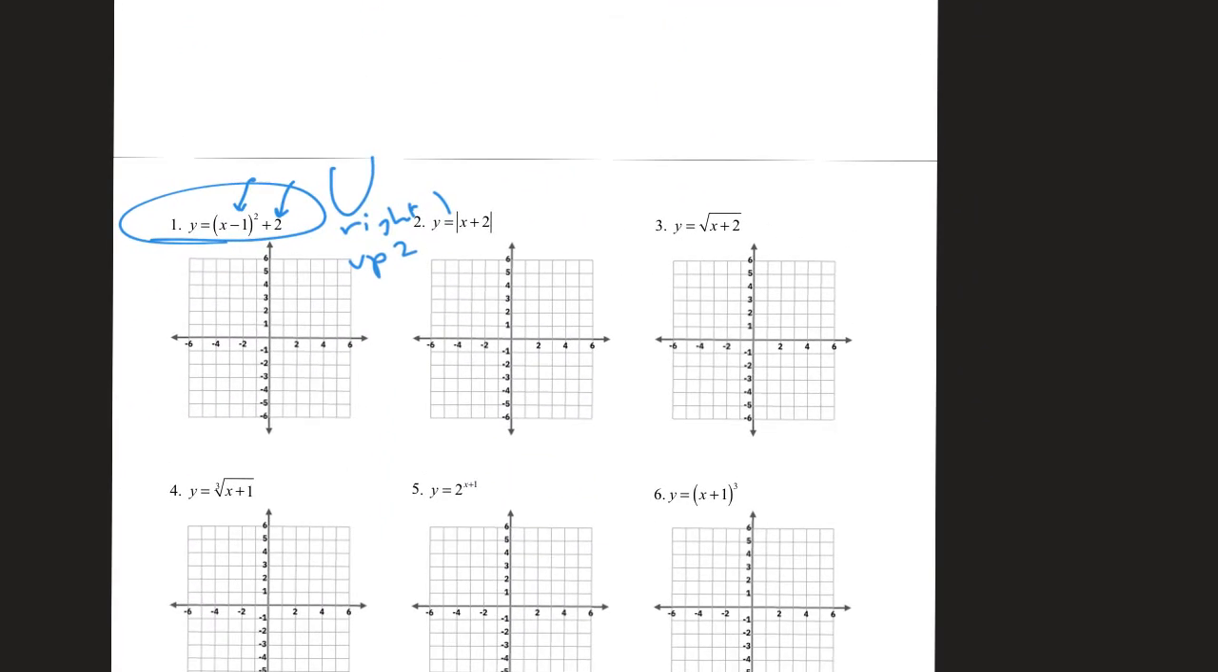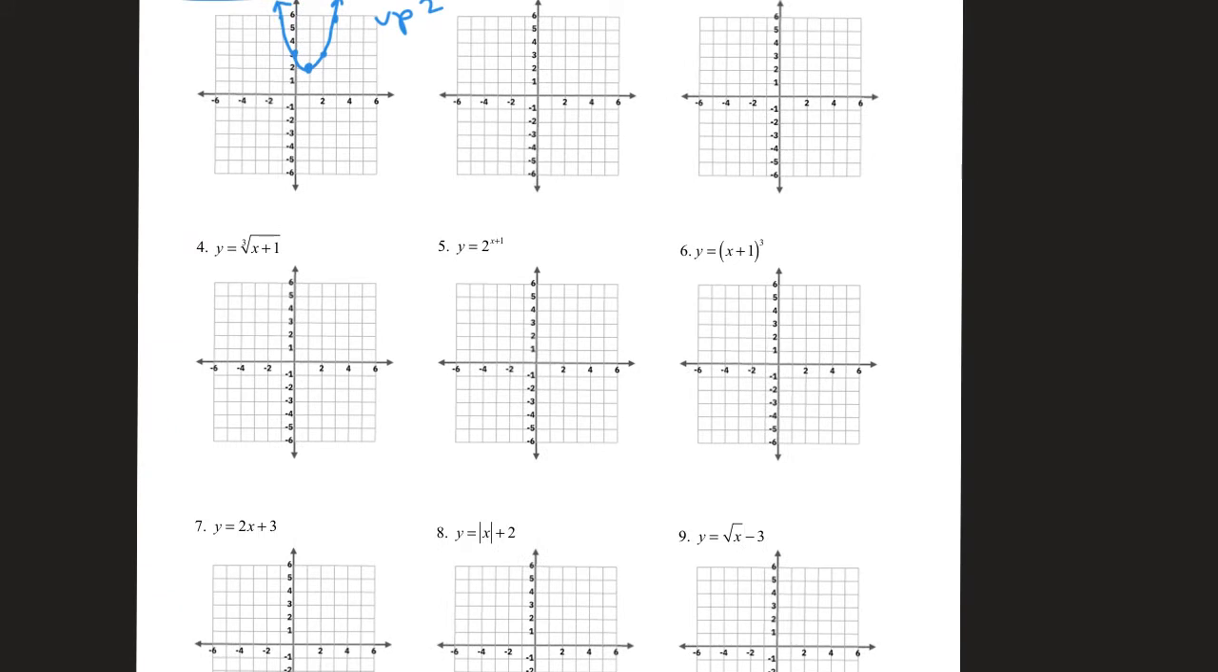So let me see, move it right 1 up 2. I think that's going to be my vertex. There's a couple more ordered pairs, 1, 2, 1, 2. And this is what your picture should look like. All right, so on every one of these, all you really have to do is figure out what's been done to the original graph.